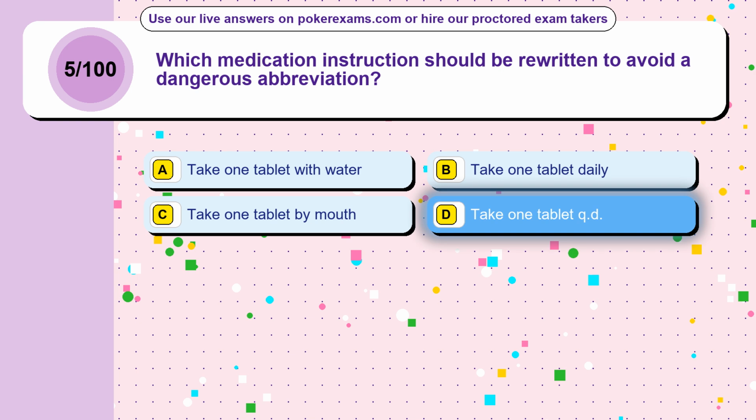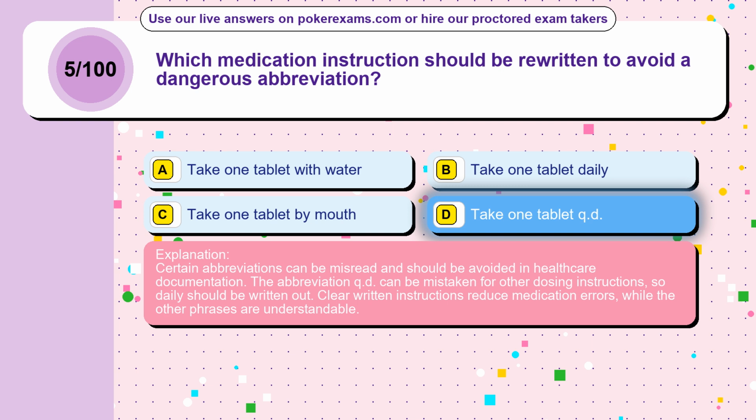The correct answer is option D. Take 1 tablet QD. Certain abbreviations can be misread and should be avoided in healthcare documentation. The abbreviation QD can be mistaken for other dosing instructions, so daily should be written out. Clear written instructions reduce medication errors, while the other phrases are understandable.